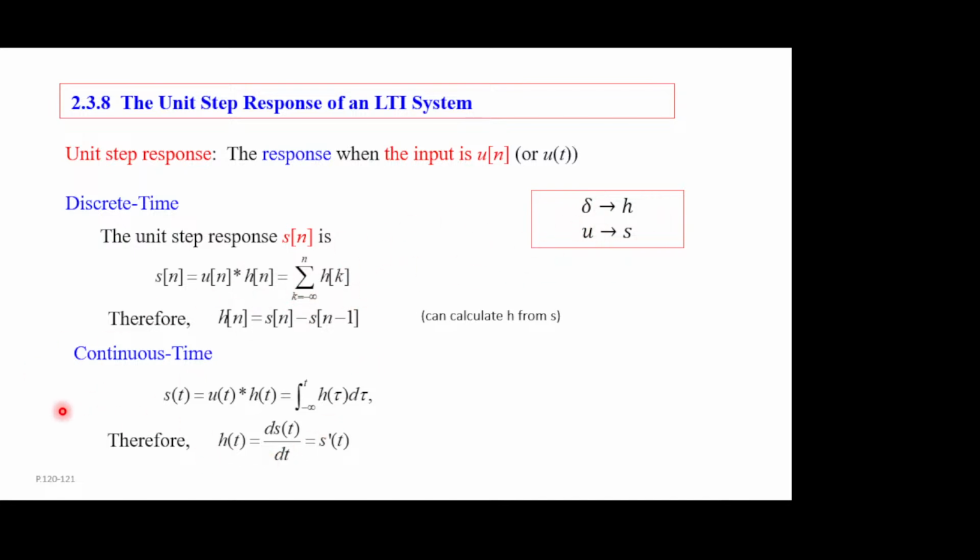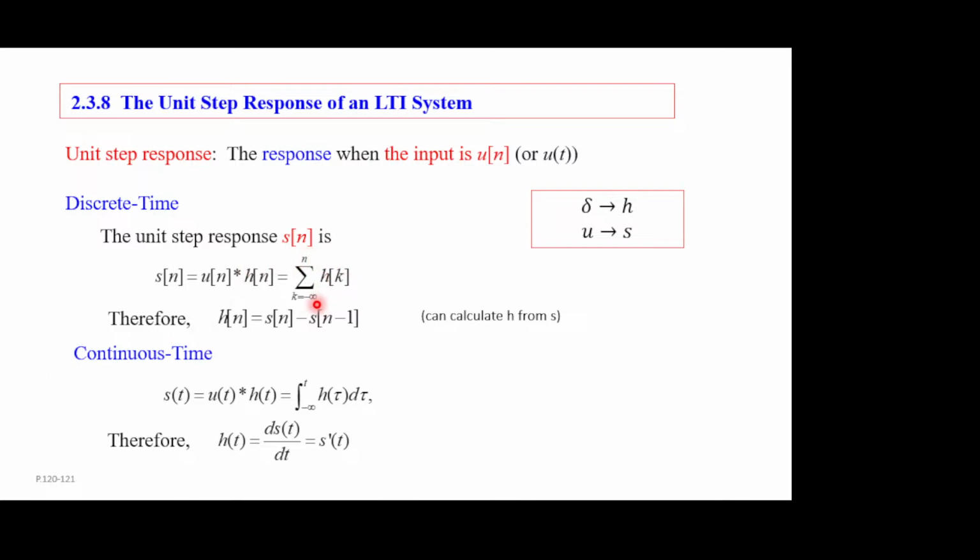The point is not too important because it's closely related to our h. You can compute your s of n from h of n very easily, or h of n from s of n. Here we have this formula. For s of n, we just use the definition: it's the response when your input is u of n. Because it's an LTI system, the output is u of n convolved with h of n. If you expand this convolution, you find it is the sum of h of k from k equals minus infinity to n, just because u of n cuts off the sum at n.